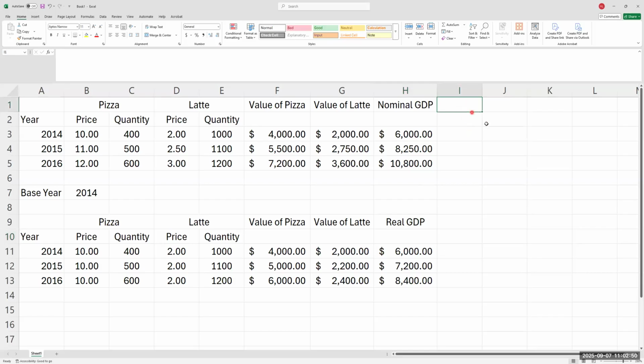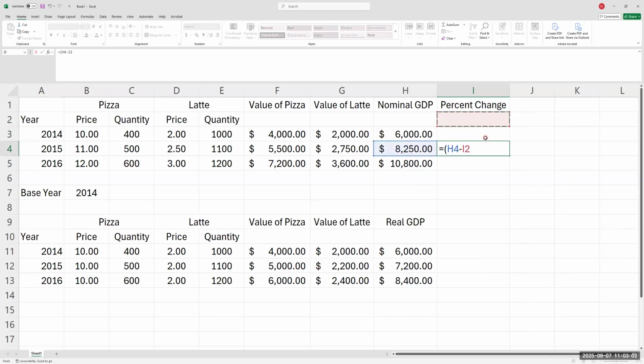So let's calculate the percent change. I'm going to calculate it very simply. The annual percent change is 7,200 minus 6,000 divided by the previous year of 6,000.